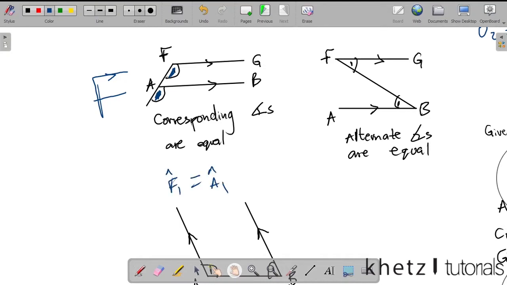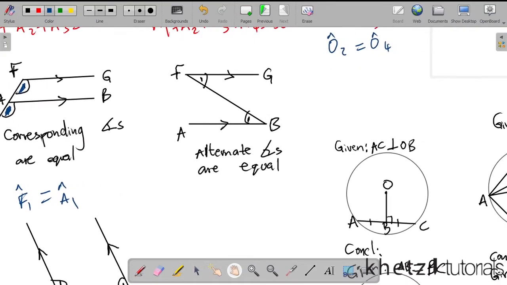Moving on to this one, which looks like a Z. Some other people might actually call it Z angles or whatever the case may be. It doesn't really matter the orientation. The main thing is that the angle here and the angle here are equal, the angle here and the angle there are equal. In this case, we have an angle there and an angle there, and parallel lines. It is important that you have parallel lines. This only works when you have parallel lines. And it says alternate angles are equal, which means F1 is equal to B1.